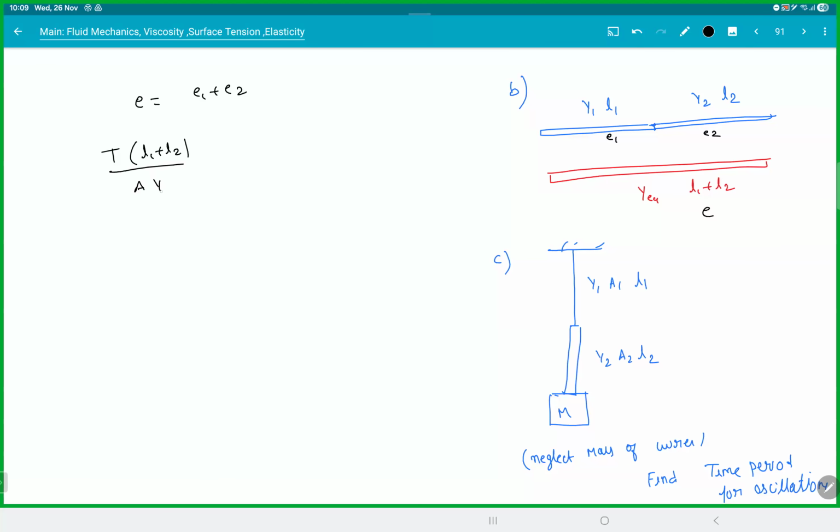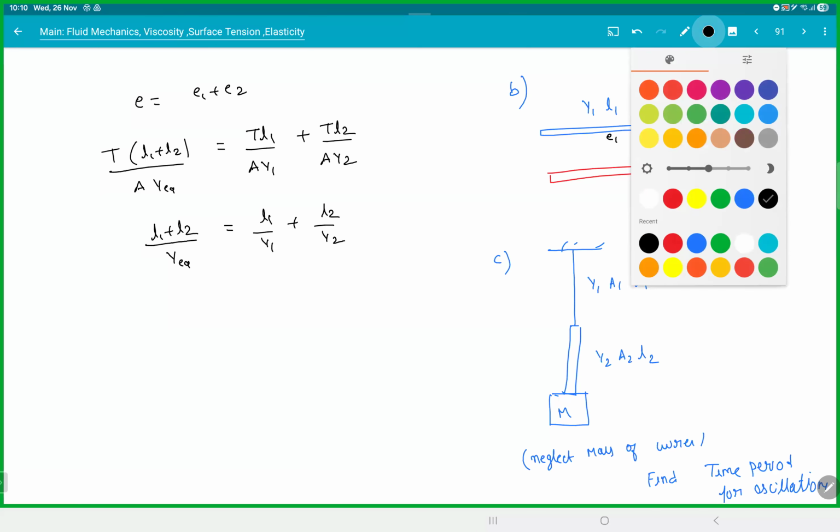By A, Y equivalent. This will be TL1 by AY1, plus TL2 by AY2. T will cancel, and you will get (L1 plus L2) by Y equivalent is L1 by Y1 plus L2 by Y2. That's how we get Y equivalent. Be careful with these equivalent questions. You can also ask this in thermal expansion. Find alpha equivalent, find Y equivalent. So these things are important.